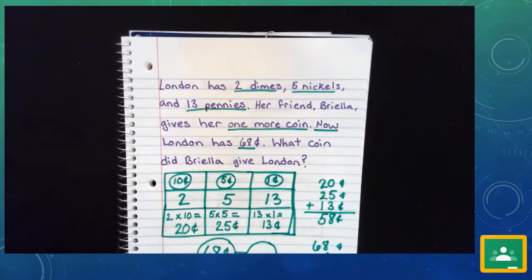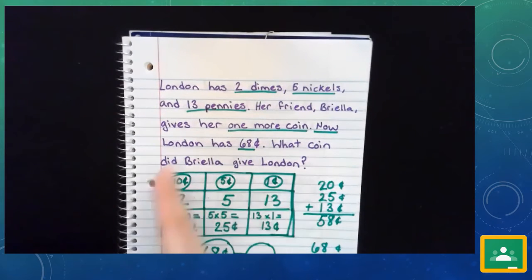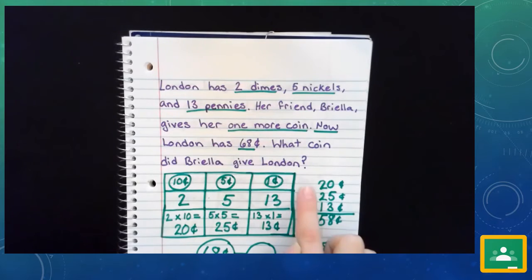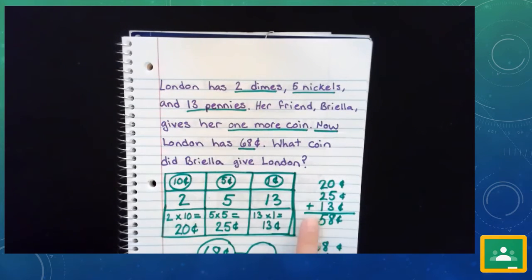So that's good for each of the categories, but I want to know the total value of what London had before Briella gave her that coin. Because I'm not going to be able to figure out that mystery coin without knowing this total value, what London started with. So I added my information together, 20 plus 25 plus 13. And when I added those numbers together, I got 58 cents.